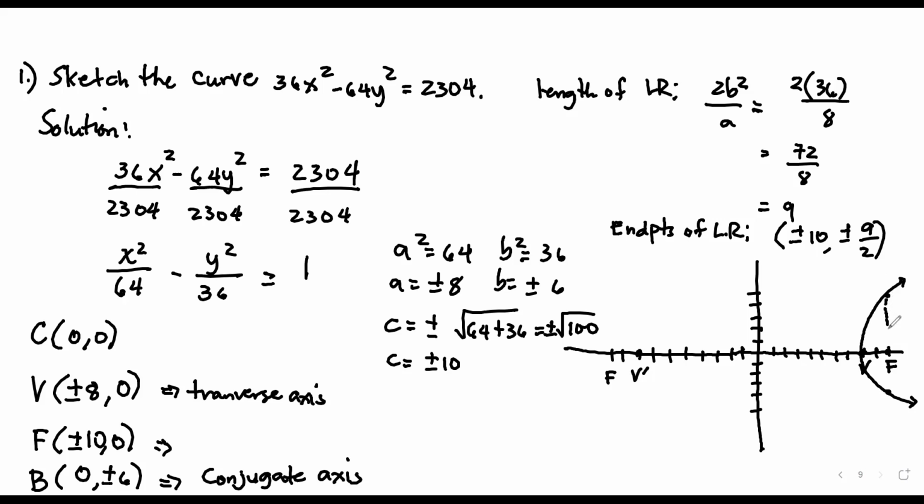So, pwede kayong maglagay dito ng broken line. Tapos, kabila din. Negative 10, 4.5. Negative 10, negative 4.5. Then, here. Okay.